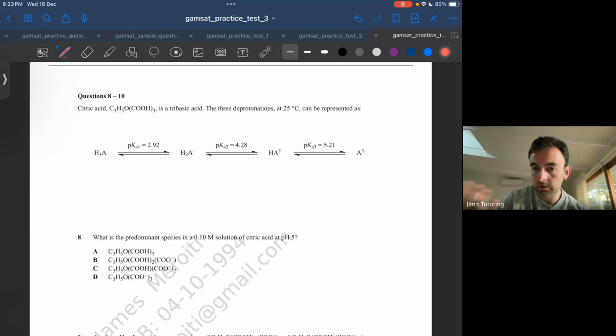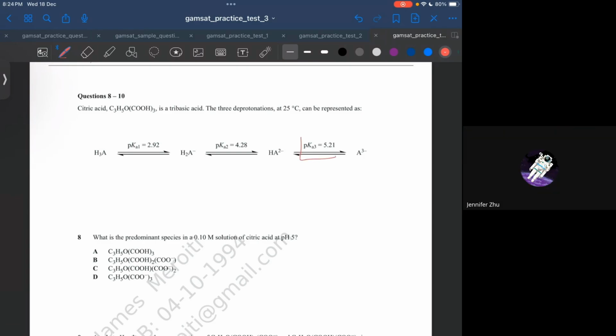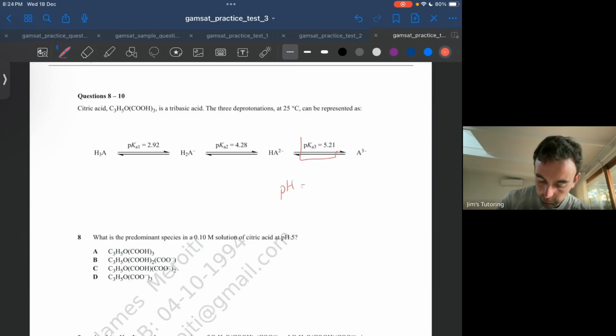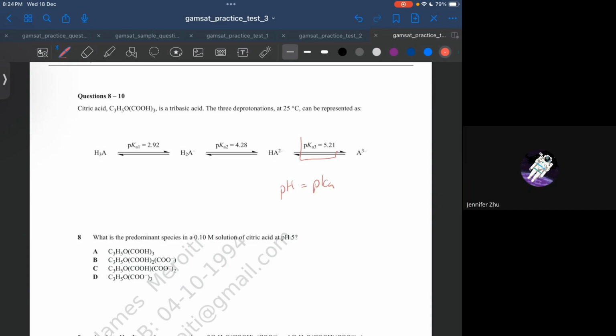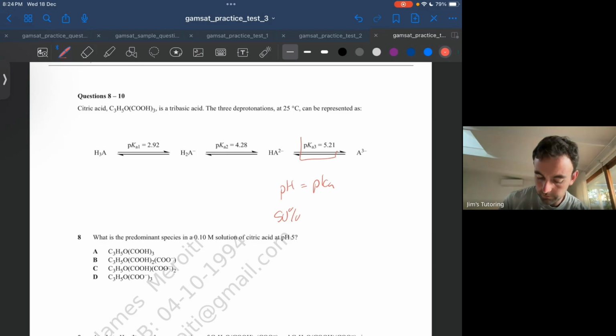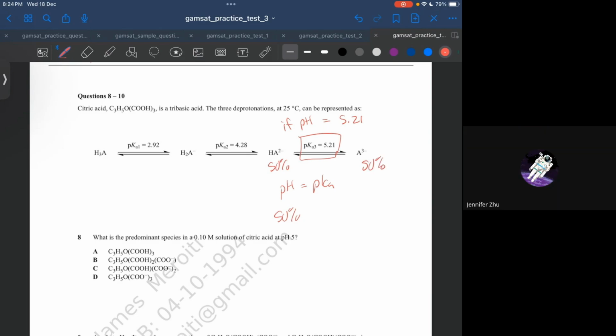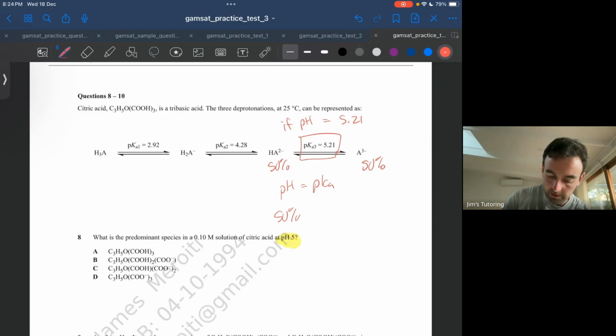So just quickly, I know this isn't a chemistry thing, but when the pH equals the pKa, you get 50% of the two forms. So if the pH equaled 5.21, we would have 50% of this and 50% of this. Now the question said that the pH is lower than that, so it means that we're going to have more of that one. And that's the question.